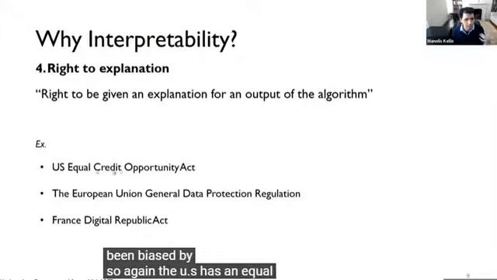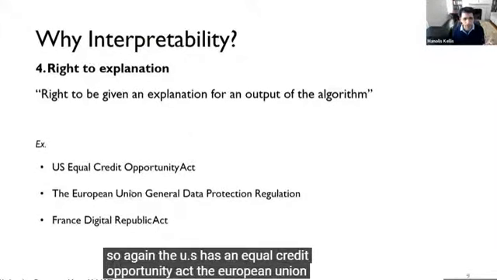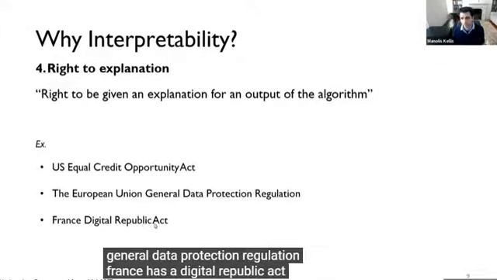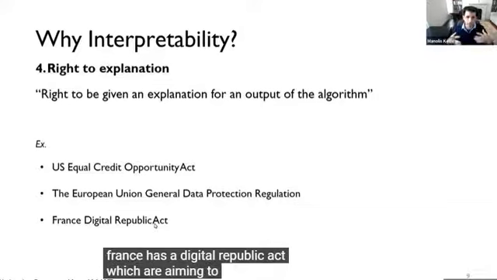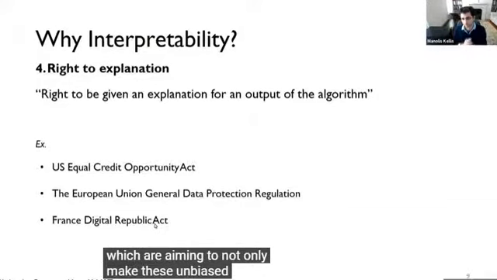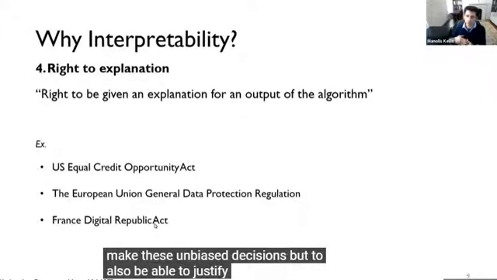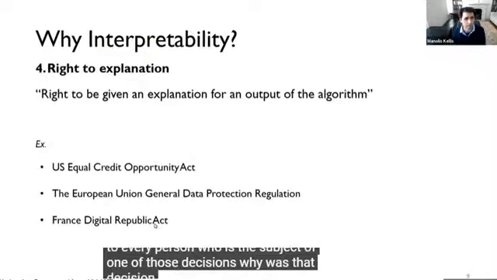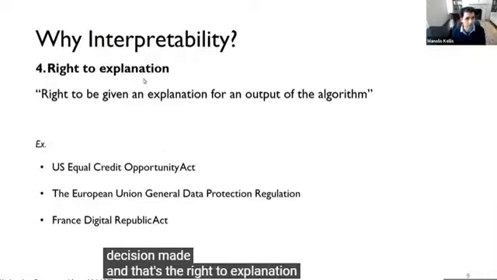Again, the US has an Equal Credit Opportunity Act. The European Union has a General Data Protection Regulation. France has a Digital Republic Act, which are aiming to not only make these unbiased decisions, but to also be able to justify to every person who is the subject of one of those decisions, why was that decision made? And that's the right to explanation.